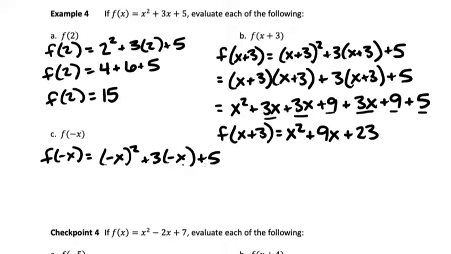So for this one, what's going to happen is I need to think about what happens when I'm doing things with negative numbers. If I have a negative number and I square it, I know it's going to become positive. So whatever x is, negative x times negative x is going to be the same as x times x, or just x squared. Then I have plus 3 times negative x. I can simplify that to minus 3x. Positive 3 times negative x is going to be minus 3x, and then I just have plus 5.